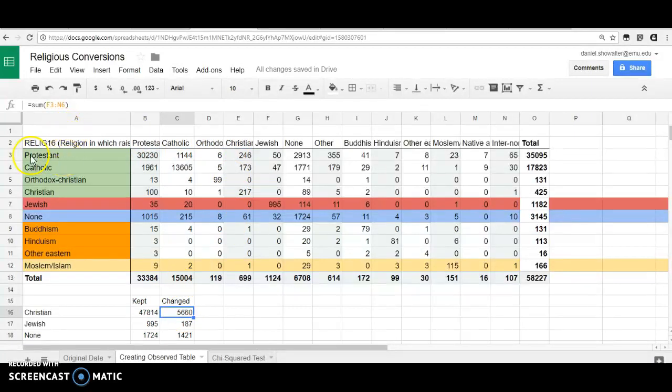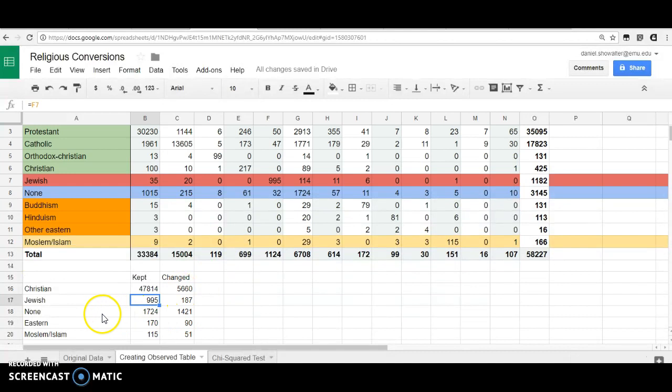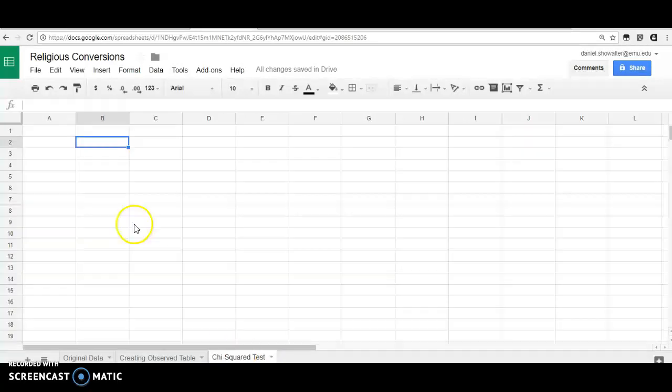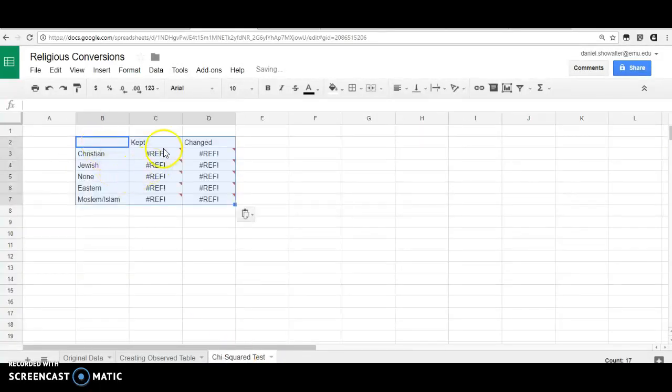This number here would be the ones who started as a Christian and ended anywhere in one of these cells, any of these that we're not counting as Christian. And then did a similar thing for Jewish, no religion, Eastern, and Muslim Islam. And then what we're going to do is just grab these, cut, paste into a new tab. Notice you get all this crazy stuff, which is because these were based on formulas for cells that are empty in our spreadsheet. We just want to paste values only, and that'll take care of us, give us what we want there.